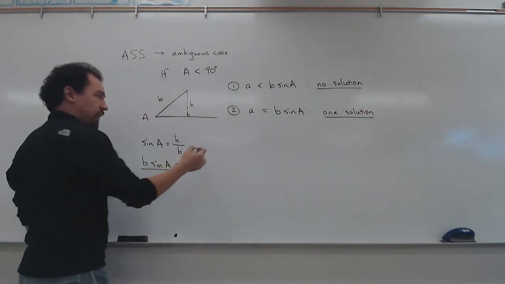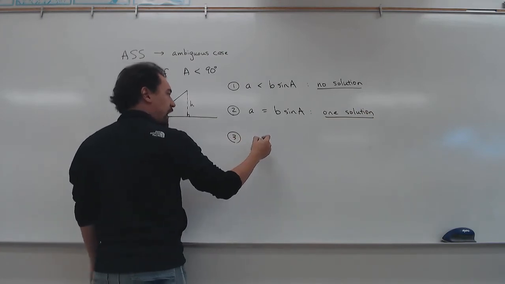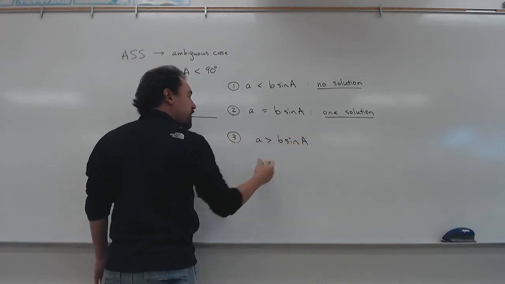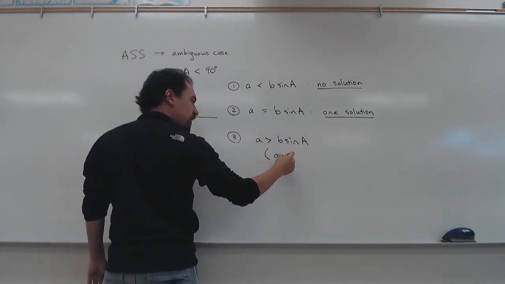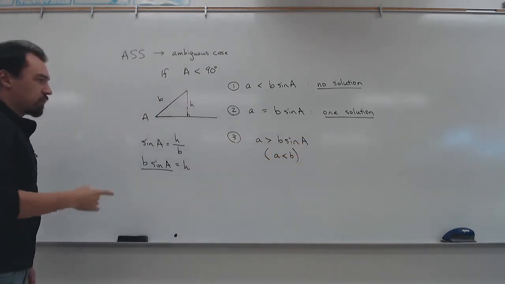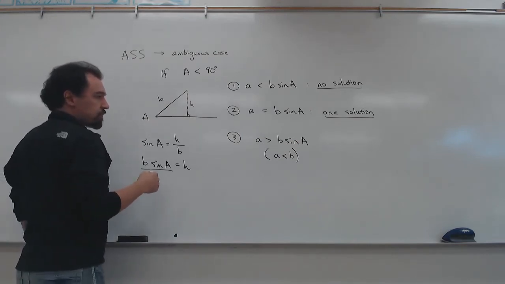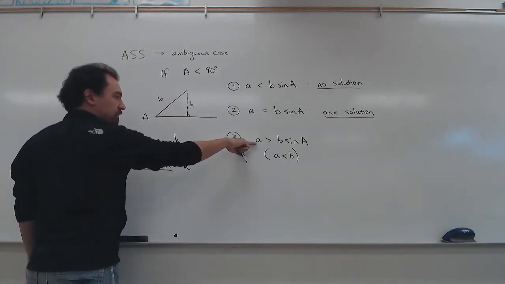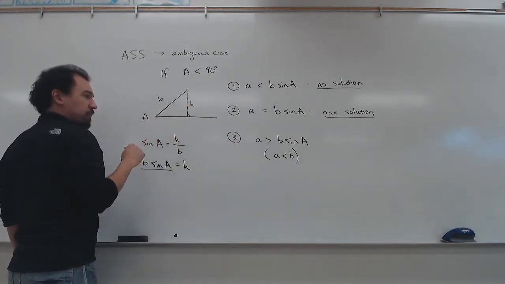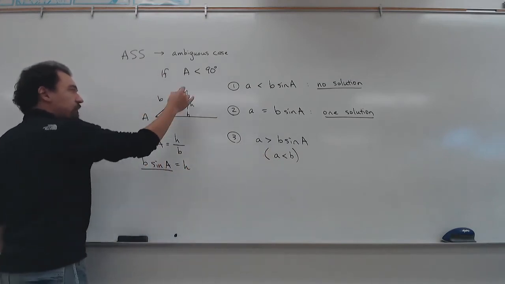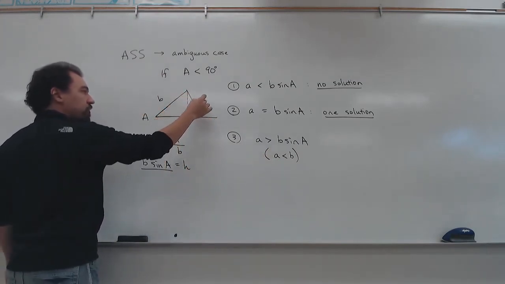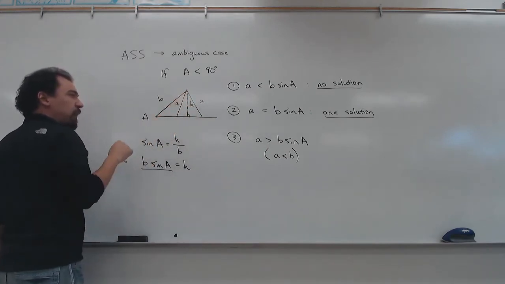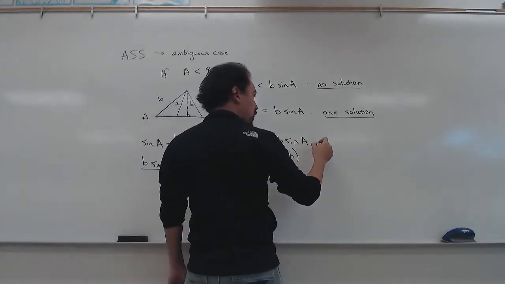Now the third case is if a is bigger than b sine A, but I need a to be less than b. The reason for that we'll come back to later. So if a is bigger than b sine A, that means this is bigger than the altitude, because that's what the altitude is right there. Which means I'm able to connect the triangle right there, or connect the triangle right there. There are two possible ways I can do it, so I would say there are two solutions.